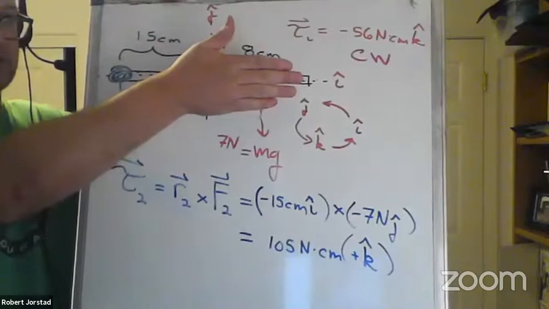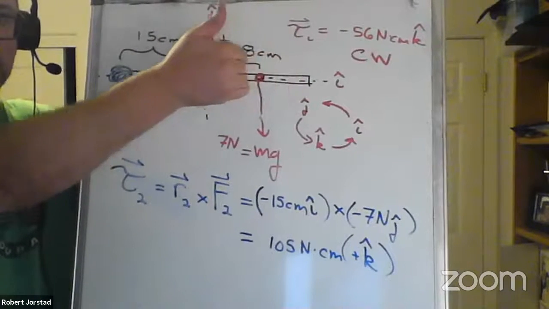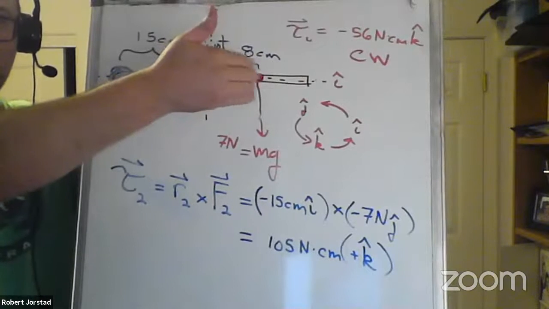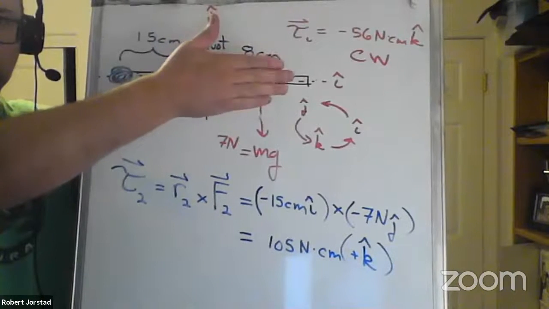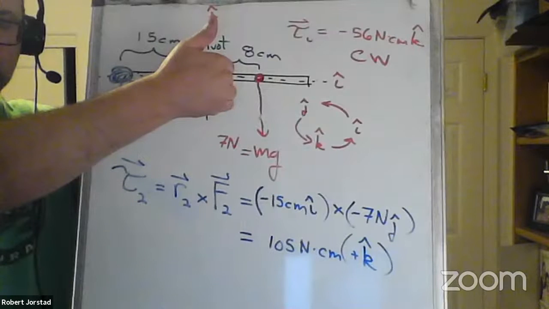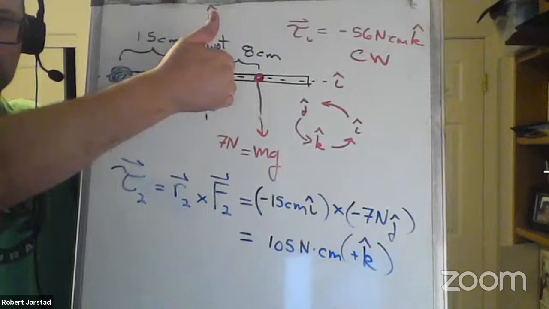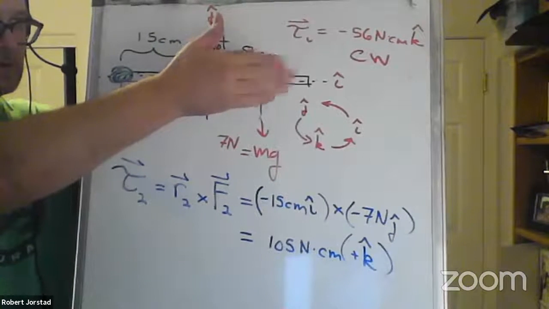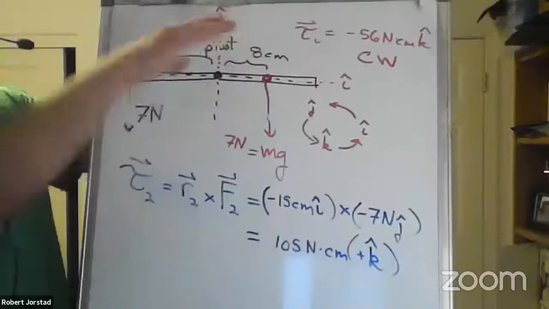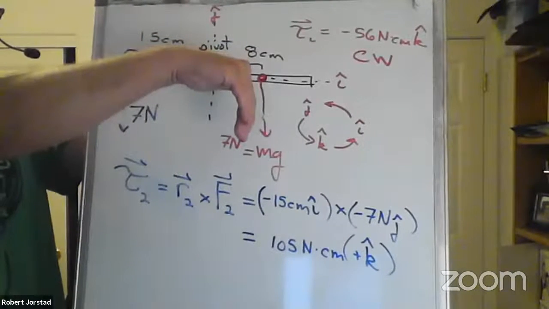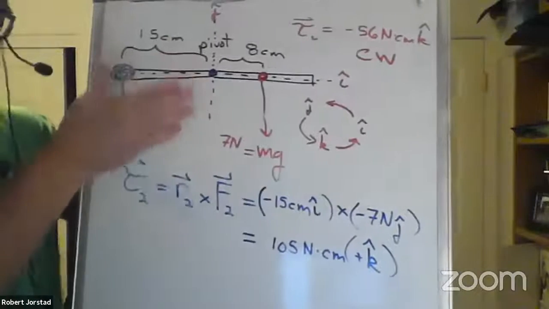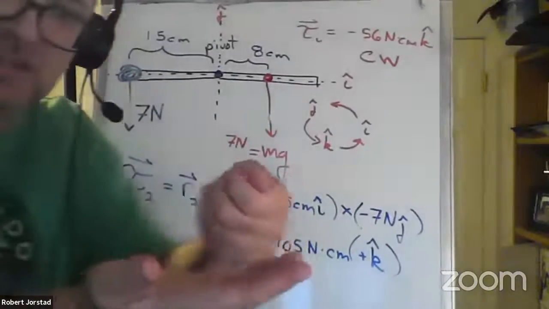Now, curl the fingers of your right hand. Do they point in the same direction as the red arrow? What do you think? Just say yes or no. Nope. No. How about now? Still no. How about yes? Agreed?